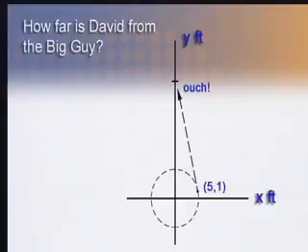And the question is, how far away is David from the big guy? Now, this actually doesn't require that we know the equation of a circle. Actually, this is more closely related to equations of lines. But there's a circle in the problem, so I decided just to stick it in here at the end of this because I think it's a good application of mathematics to solving a quote, real-world problem.